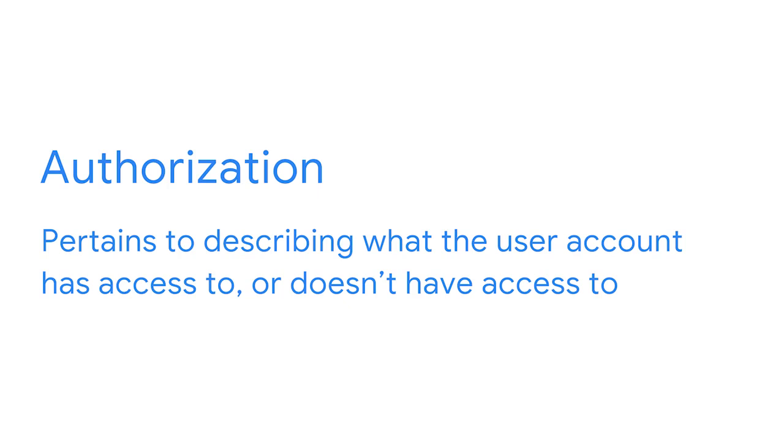Earlier, we covered authentication, the first component of the 3 A's of security. Next up, we'll cover authorization, which is usually tightly coupled with authentication. Now, while authentication is related to verifying the identity of a user, authorization pertains to describing what the user account has access to or doesn't have access to.